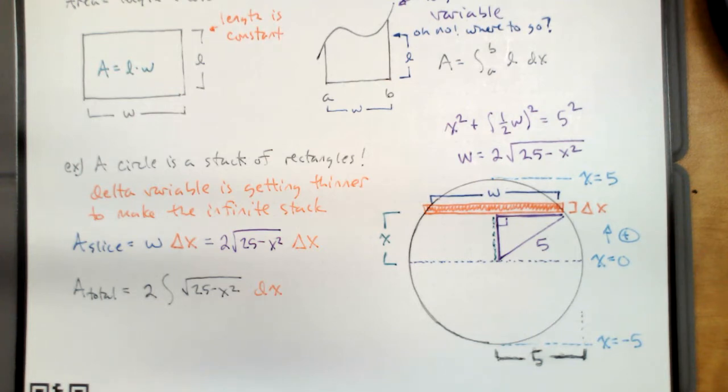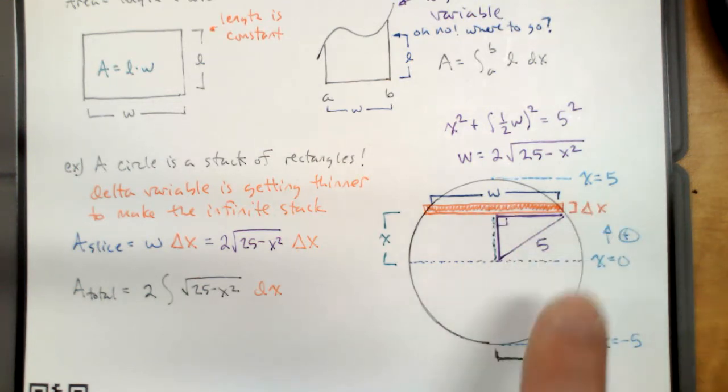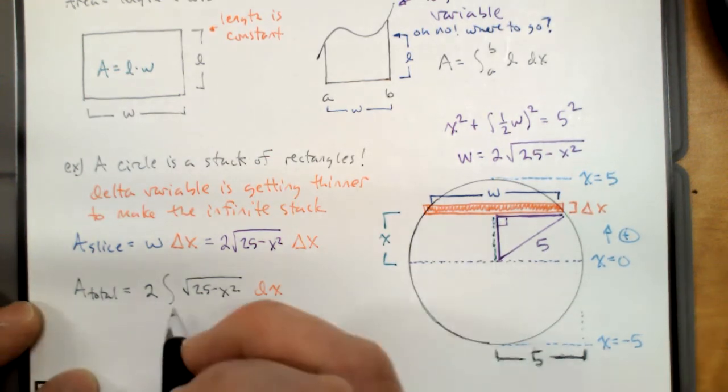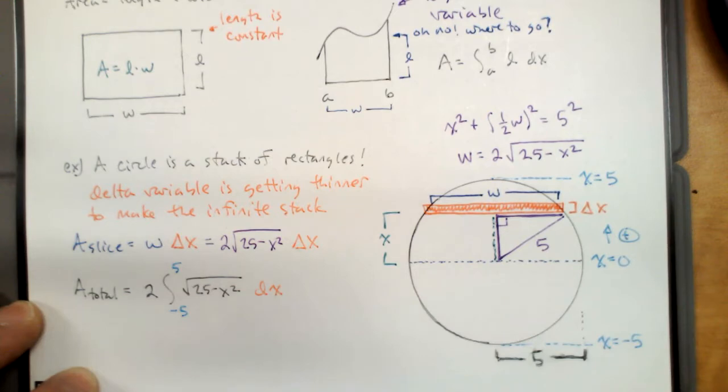What we need to do now is this calculation, root of 25 minus x squared times dx, for all the values of x where we have a rectangle. The rectangles start down here at the bottom of the circle when x is -5, and they continue all the way up to x equals 5. That's where the circle starts and stops in terms of x. So we'll integrate from -5 to 5.